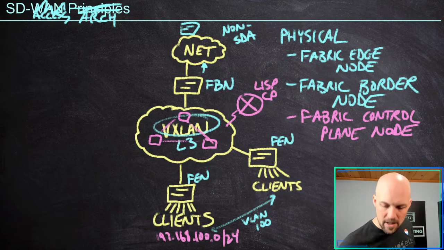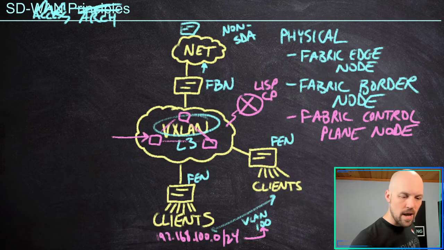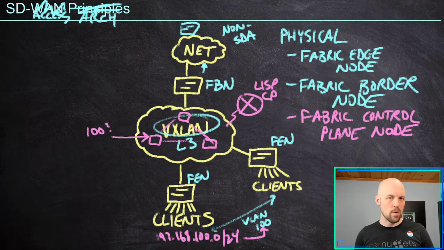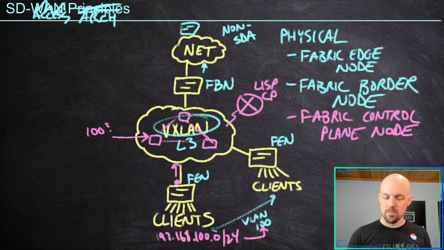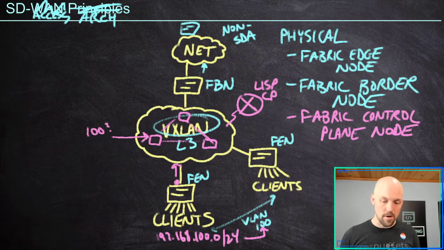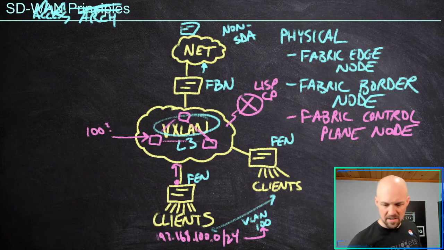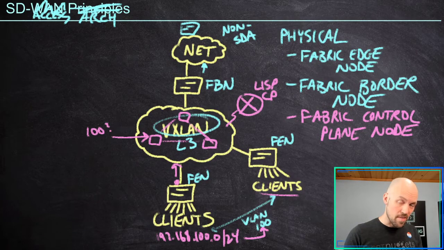192.168.100.0/24. If that is VLAN 100, then these switches in here don't have a clue where VLAN 100 is from a subnet perspective. Like they don't know where 192.168.100 is. And the reason we can get away with that is because we're going to encapsulate it into a tunnel. I was thinking we're sending it away from that subnet, but that subnet lives over here as well. So we're not sending it towards that IP address.